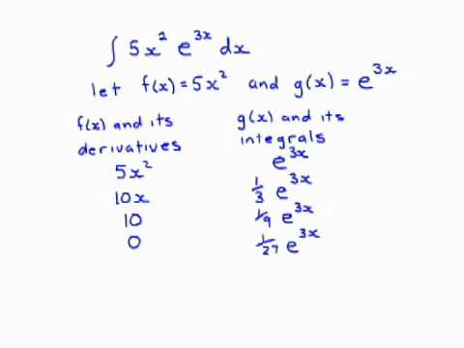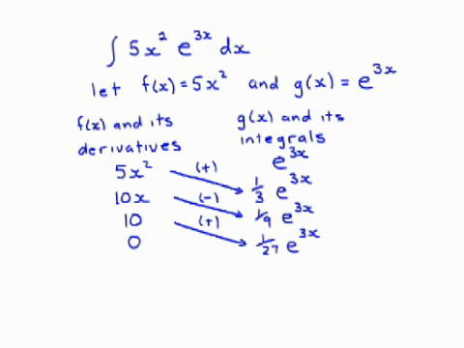Now what we're going to do is, I'm drawing some arrows here to show that we're going to be multiplying certain values together. We're going to be multiplying the 5x squared times the 1/3 e to the 3x. We're going to multiply the 10x by the 1/9 e to the 3x and the 10 by the 1/27 e to the 3x. Now I've also indicated some signs here, and what that tells you is whether we're going to be adding or subtracting these particular products. So now how do we put all this together?